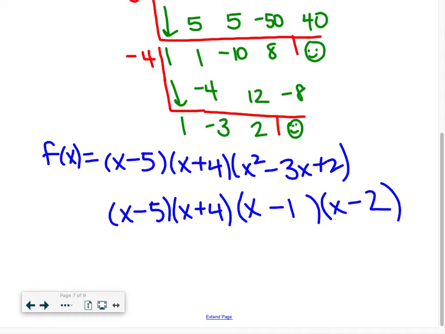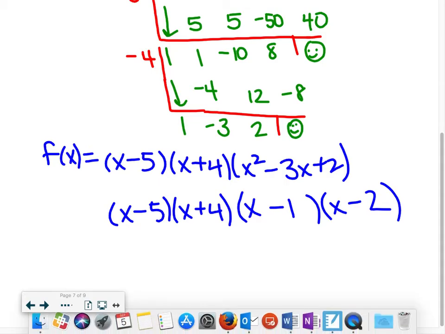Okay, so your homework, you're going to have some division algorithm. You're going to have some remainder theorem. And you're going to have a couple problems like we just did up here. Okay? Questions? Good job, fifth hour.